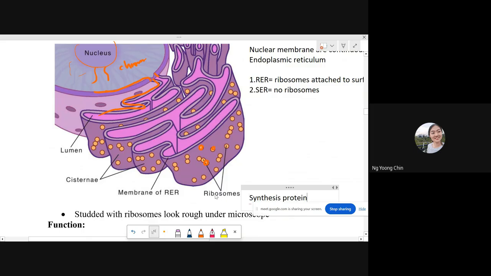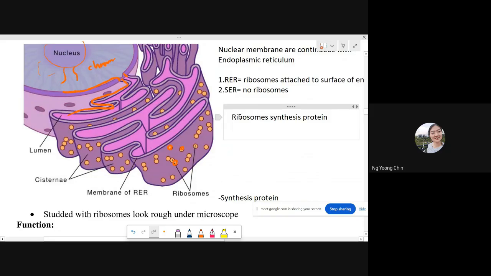Remember that the function of the ribosome is to synthesize new protein. Whenever the ribosome produces a protein, the protein will be transported by the endoplasmic reticulum until it reaches the Golgi apparatus. Okay, ribosome synthesizes protein. This is the first step.